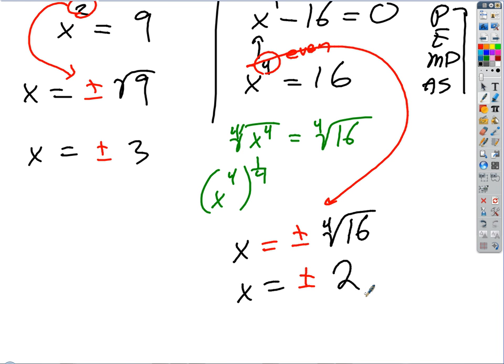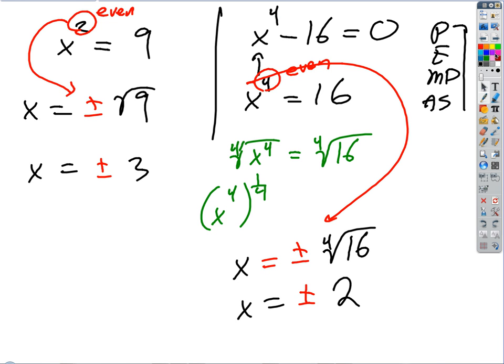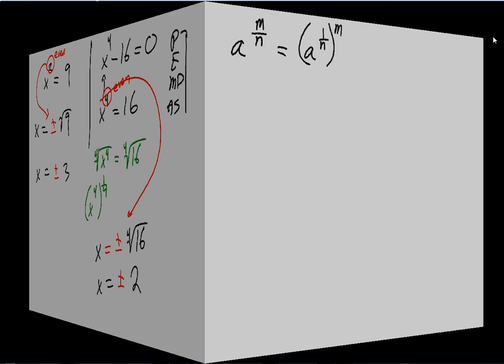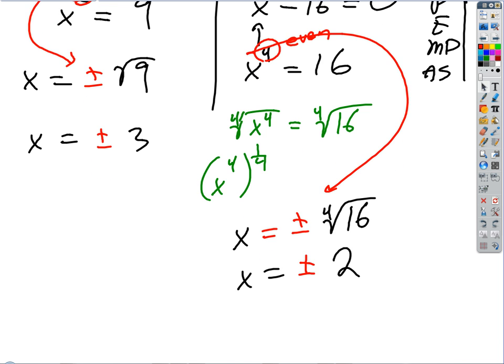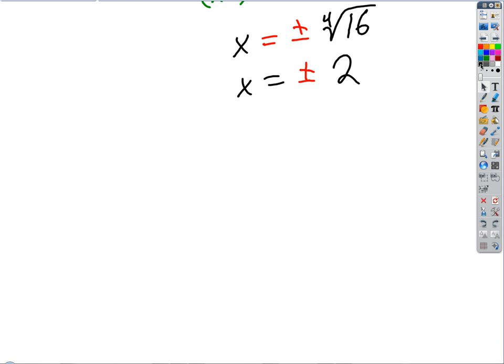Once again, why did I have the plus or minus? Because it was even, because I took an even root of both sides, right? Okay, do I need that? Oops, hang on. Go back. Do I need that for this case? Let's try one more of these.